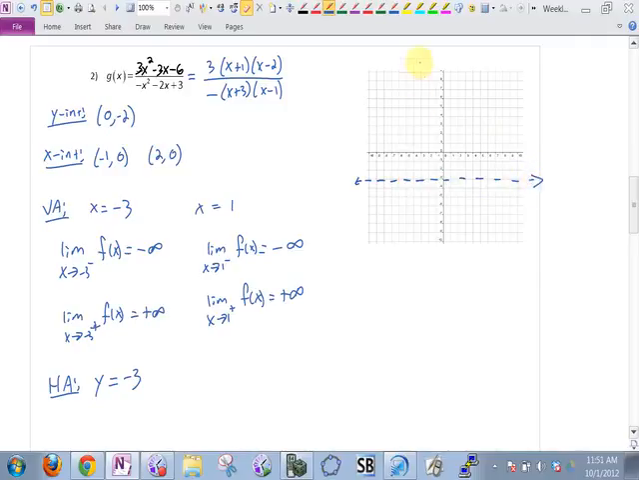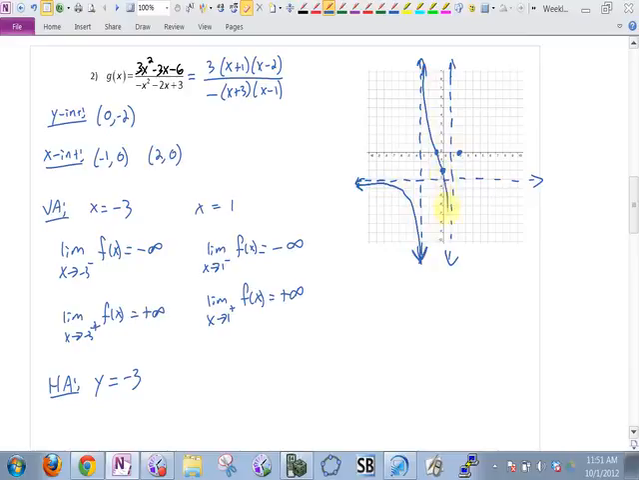Horizontal asymptote y equals -3, vertical asymptote x equals -3, vertical asymptote x equals 1. -2 is a y-intercept, -1 is an x-intercept, and +2 is an x-intercept. As I approach -3, I should go down to -infinity, so there's a branch. Positive infinity on the right side is asymptote.